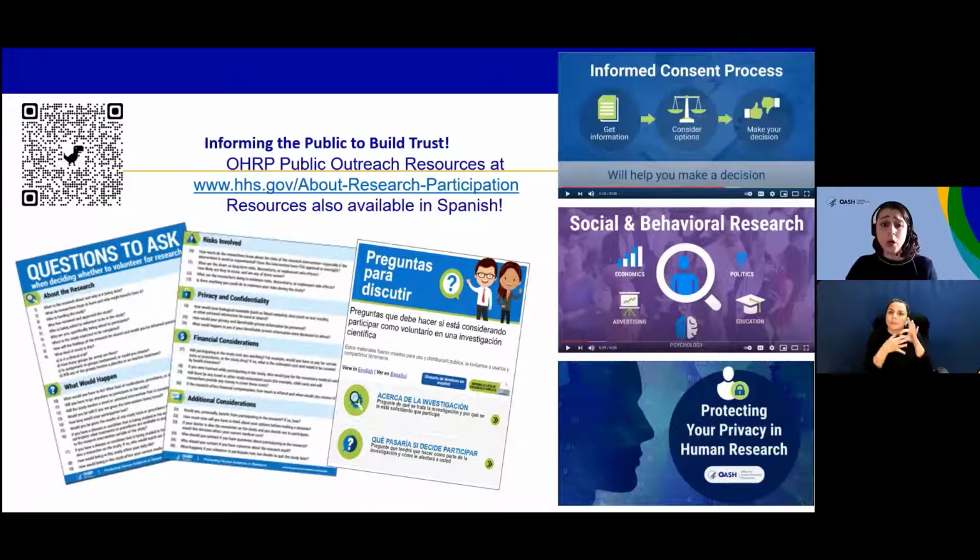And so, I encourage you to visit our website and check out the resources that we've developed to provide the public with basic information about research and research participation, including things like informational videos and a list of questions that you can ask researchers, a glossary of terms, and a lot more. All of these resources are free, and I think quite significantly, all of them are available in Spanish.